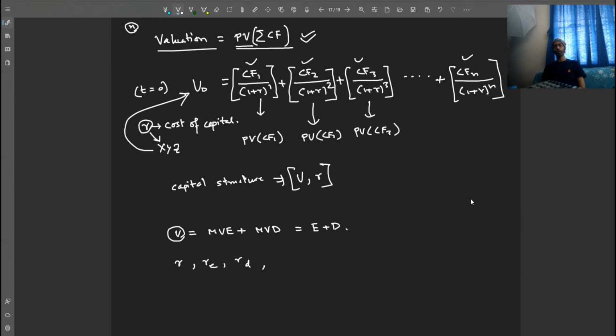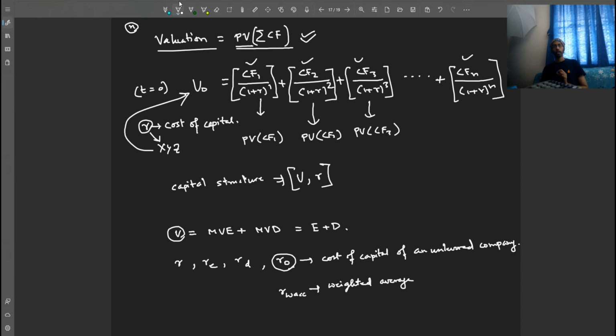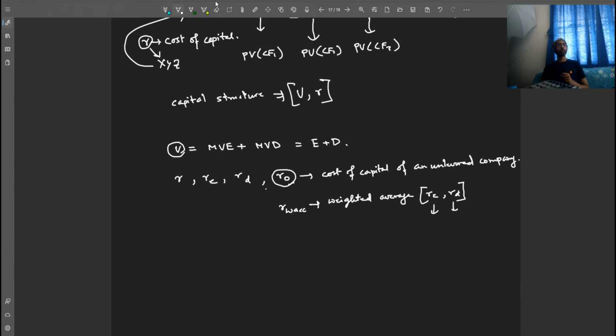Another thing we use is called R0. R0 is basically the cost of capital when a company has zero debt. And when there is some debt, what we measure is RWAC, the weighted average cost of capital. How do we measure it, friends? It is the weighted average of the cost of equity and cost of debt. So this R0 and RWAC are basically two cases of the cost of capital R.